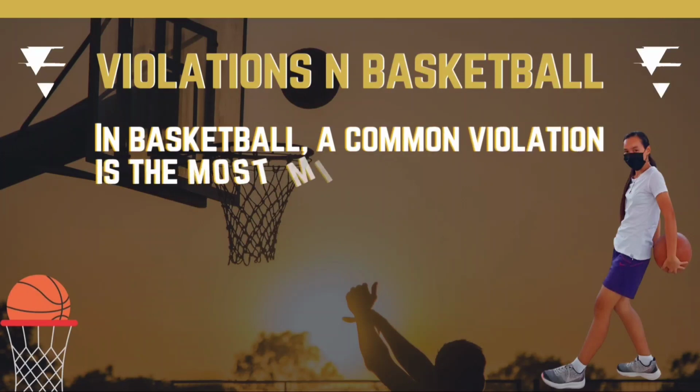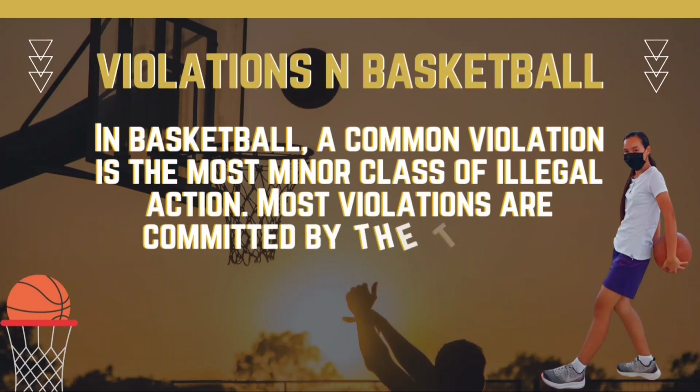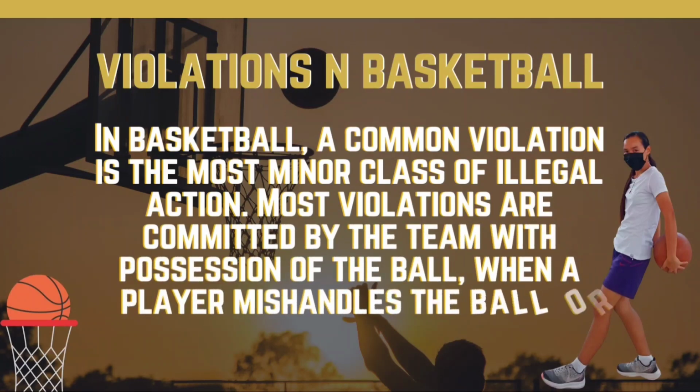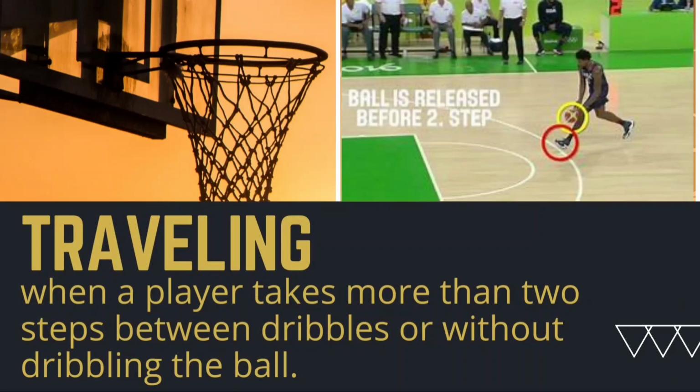Violation in basketball. In basketball, a common violation is the most minor class of illegal action. Most violations are committed by the team with possession of the ball when a player mishandles the ball or makes an illegal act. First violation, traveling. When a player takes more than 2 steps between dribbles or without dribbling the ball.